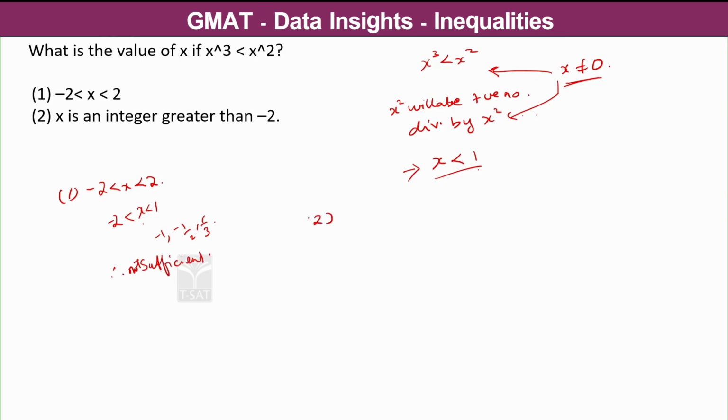So, let us look at statement 2. Statement 2 says x is an integer and it is greater than minus 2. If x is greater than minus 2 and it is an integer, we know that x is also less than 1. So, x is greater than minus 2, it is less than 1 and x cannot be equal to 0. Therefore, the only integer left is x equals minus 1. So, there is one value for x, therefore, this information is sufficient to answer the question. Again, statement 1 is insufficient on its own, but statement 2 alone is sufficient. Therefore, the answer is option B.